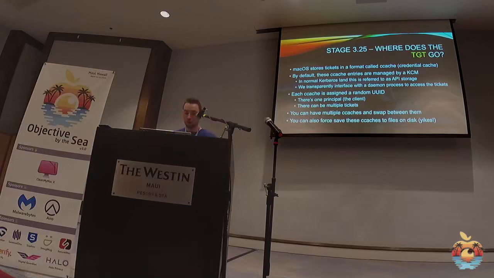So each cache is assigned a random UUID. There's one principal per cache, which is you, and you can have multiple tickets within it. Okay, all those tickets should belong to that same one principal. You can have multiple caches on a system. One will be your default, but you can specify any of them to use. So you can have multiple different TGTs that you then swap between as you go through and do additional requests.